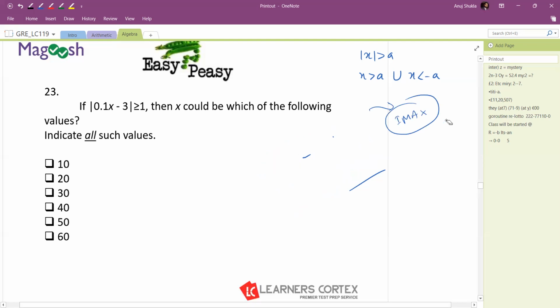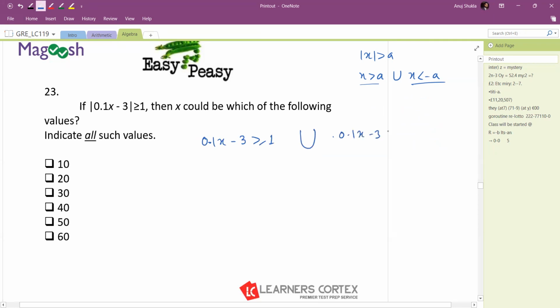So how can you solve this question? I told you about this, right? If mod x is greater than a, then x is greater than a, or x is less than minus a. So how can we write this? Can I write the same thing as 0.1x minus 3 is greater than or equal to 1, union 0.1x minus 3 is less than or equal to minus 1? That is what is written here. Solve it. So 0.1x is greater than or equal to 4, or x is greater than or equal to 40. Union 0.1x is less than or equal to 2, or x is less than or equal to 20.